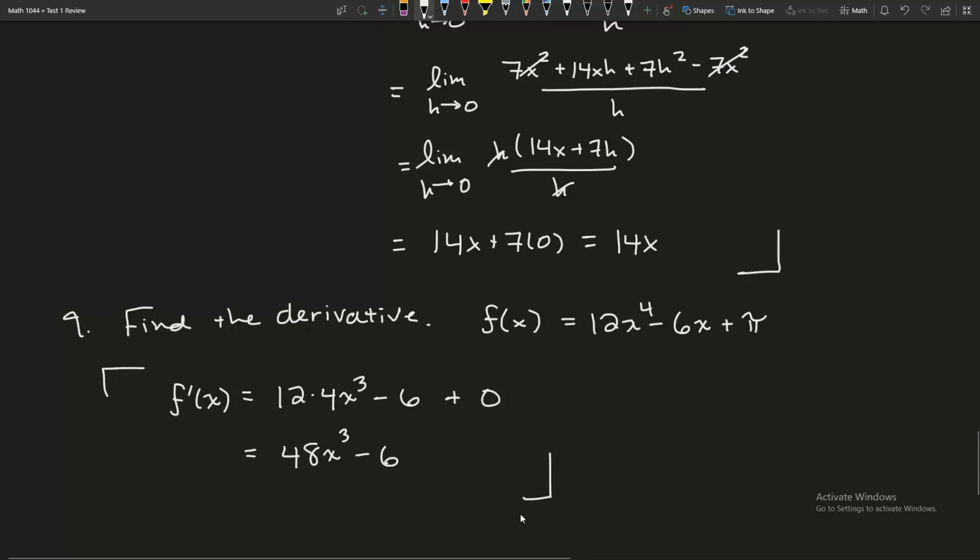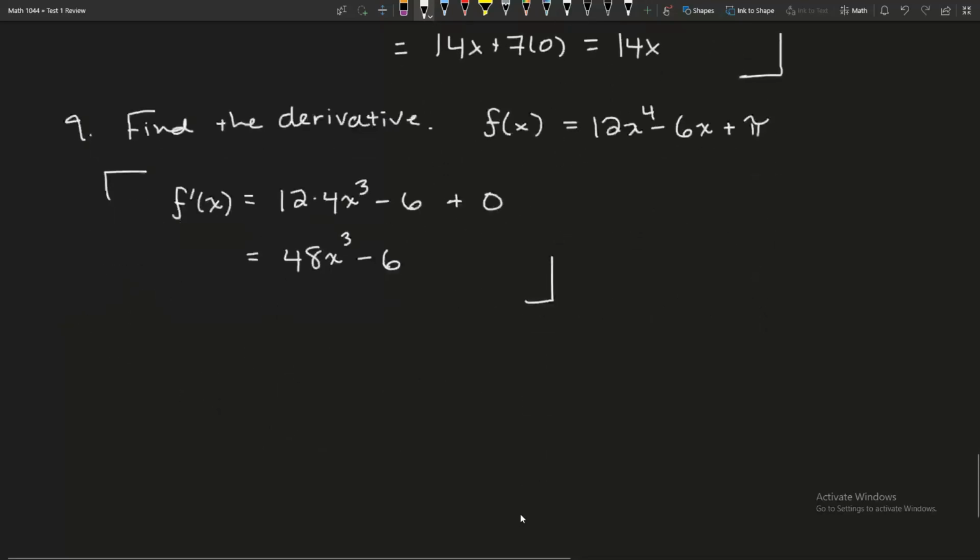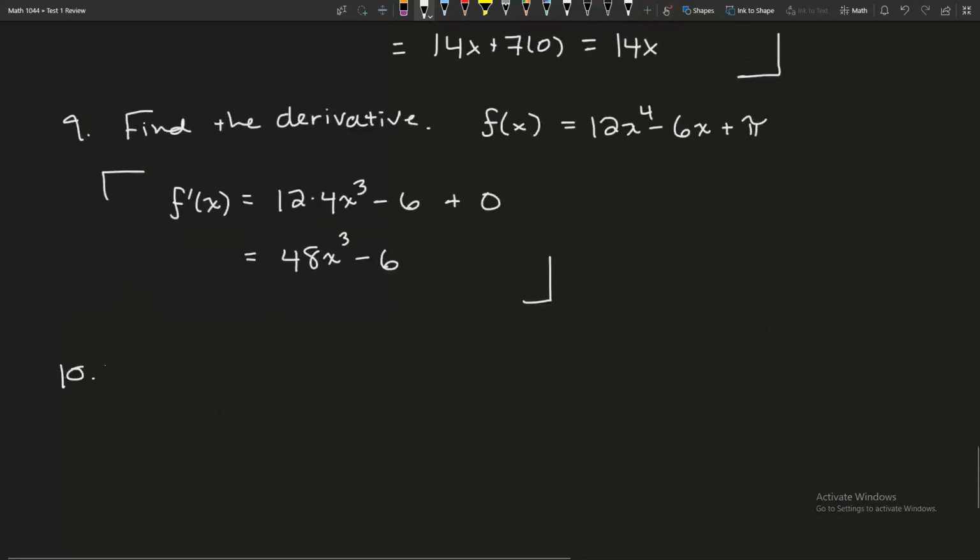And then number 10, we'll do another one where we find the derivative. Let's say we have g of x as, I don't know, maybe 13x cubed minus 1 over x squared.